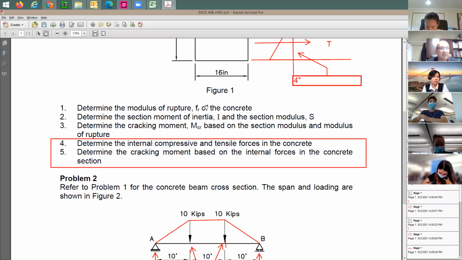Okay. So with that, you have kind of an idea how to do this homework, and it should be tough on you.